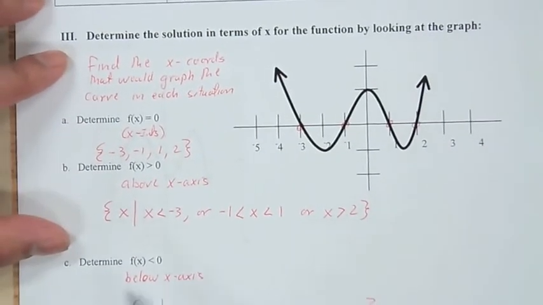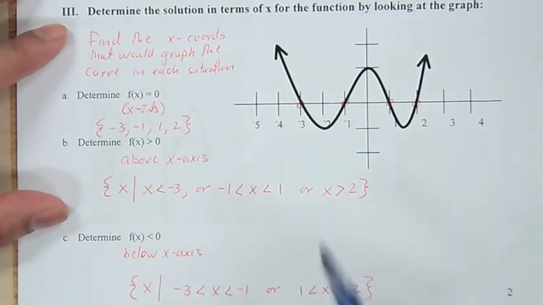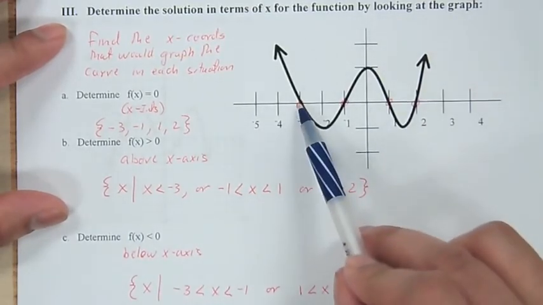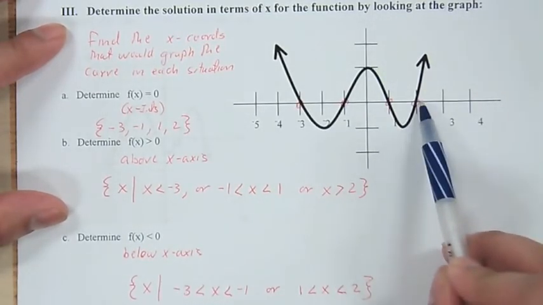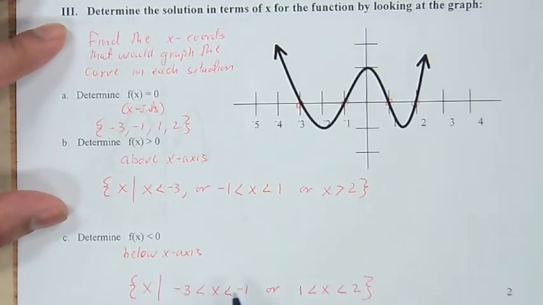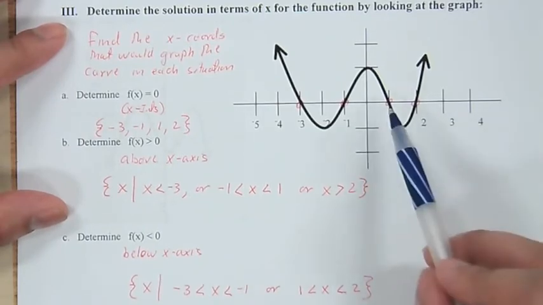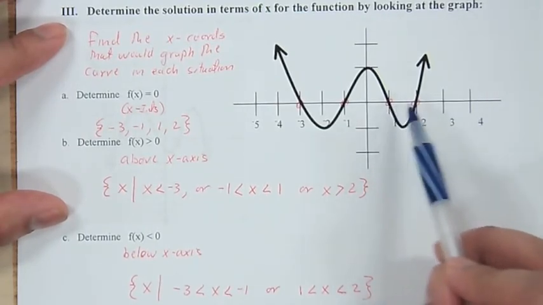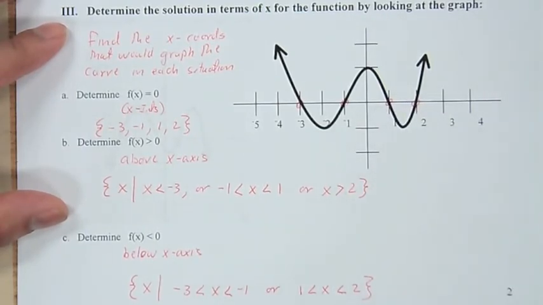On this part, it's asking when is the graph below the x-axis? Well, it's below between these 2 points and below between these 2 points. So it's between -3 and -1. Again, make the symbols less than instead of less than or equal to, because I want the answers less than 0, not less than or equal to 0. And again, it's also below the x-axis between 1 and 2. Between 1 and 2, right there.